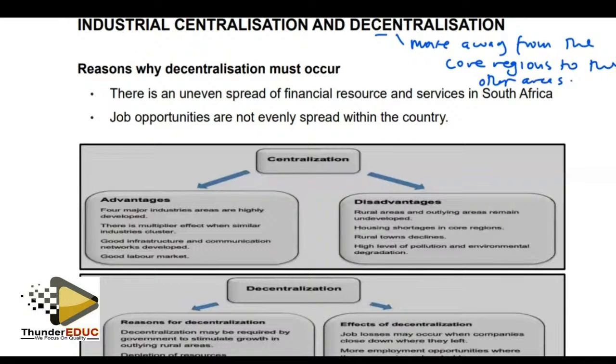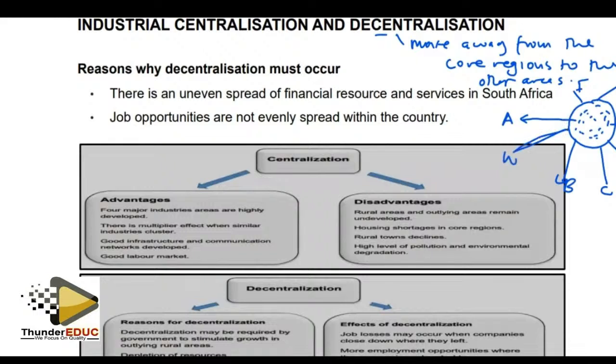For example, if I can illustrate it here, this could be a core area and we have a variety of industries in this particular point, meaning now these industries need to start to move away and they could locate to point B, point C, point D, point E, point F, and so on. By doing this, we refer to it as industries and businesses decentralizing, or moving away from the core areas to other places.